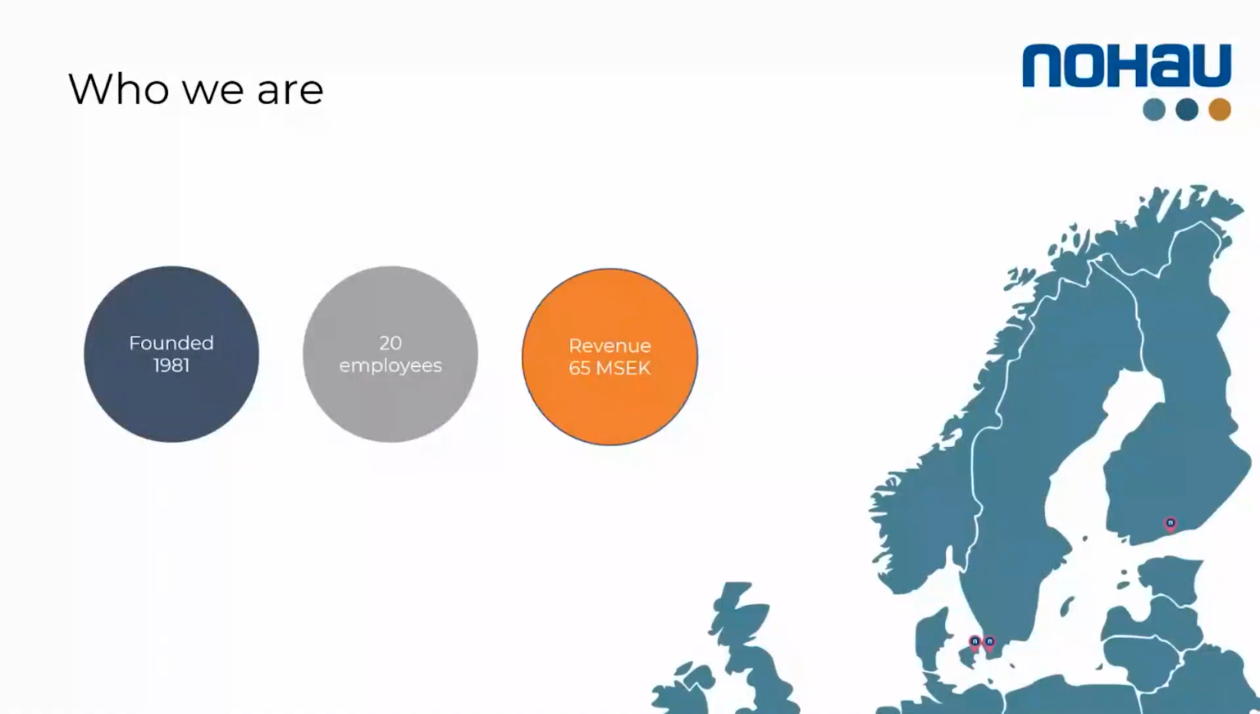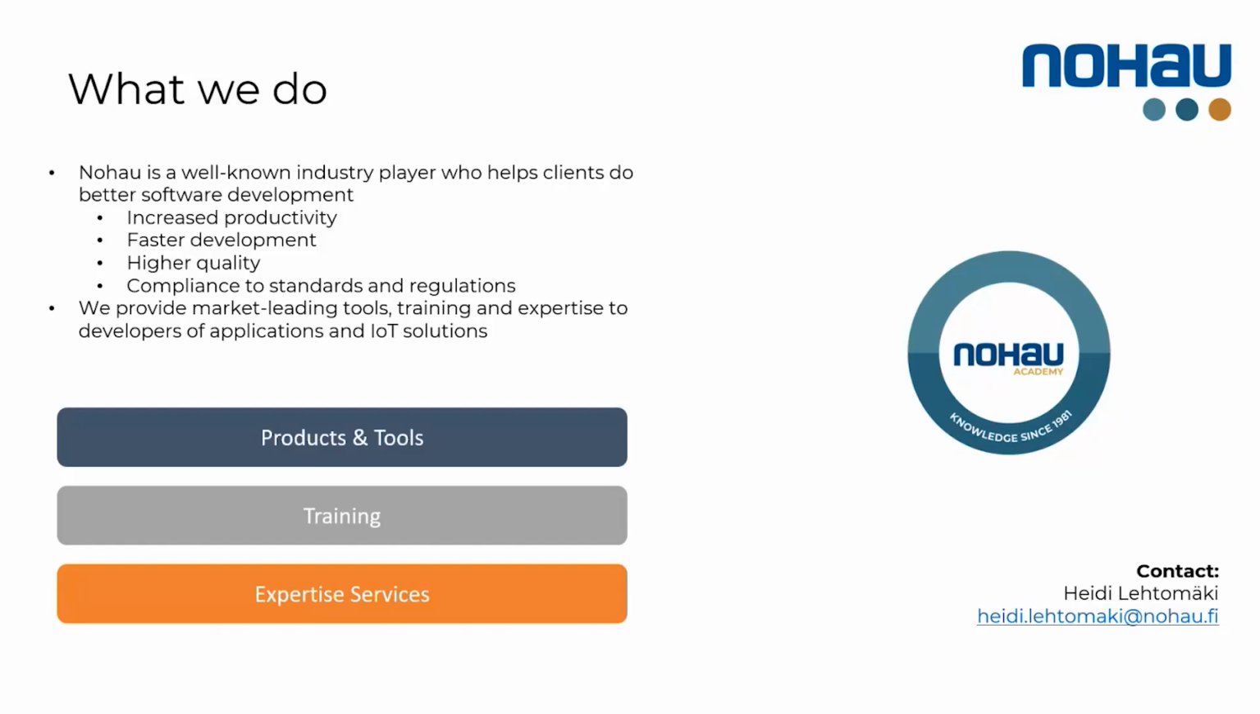So Nohau was founded in 1986 and we serve our customers from 3 office sites, one in Malmö, one in Copenhagen and one in Helsinki. Our customers are located in Nordics and Baltics. And what is it that we then sell? So we sell tools that help our customers that do embedded software or systems development. And we also have a long history of providing trainings, mostly about embedded software related topics. And we also provide expertise services, mostly around the tools we sell.